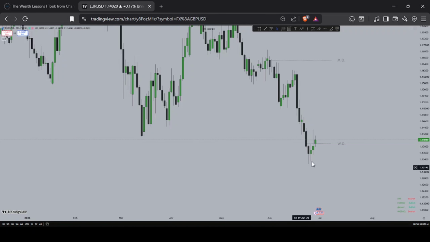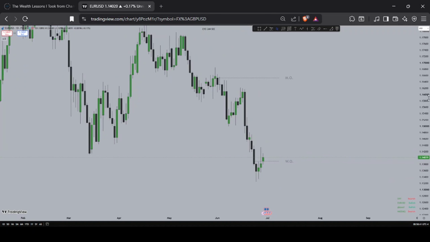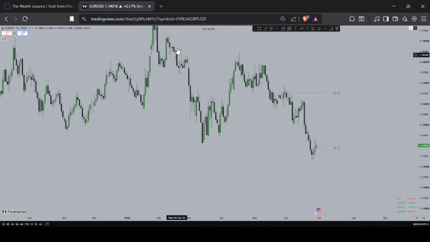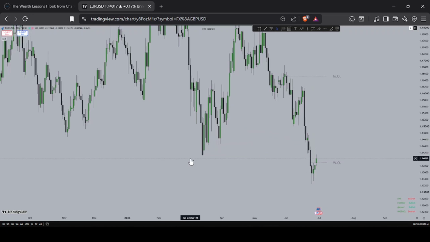Now, here we are in the daily. And as you can see, the daily has been bearish for quite a long time. The bearish momentum we saw actually in the monthly to rebalance the inefficiency in the monthly is one of the reasons why the daily has been bearish for quite some time. But there's still a possibility for us to be bullish after this bearish move has ended. But we are not bullish at the moment.